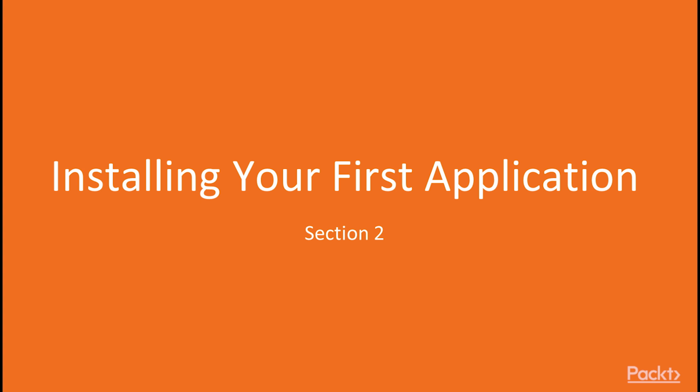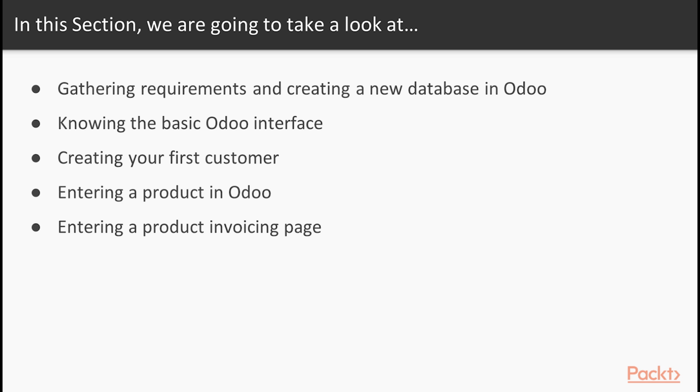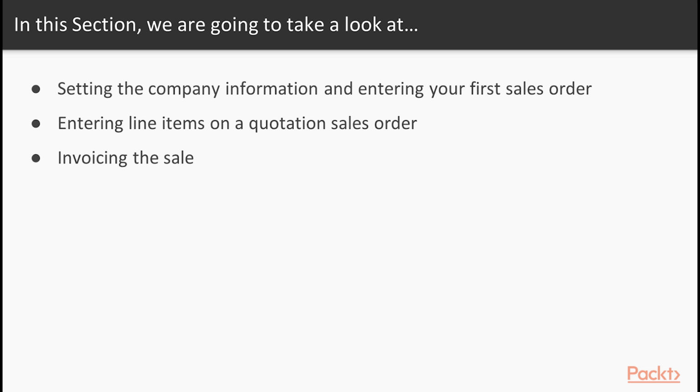Hello viewers, welcome to the second section of this course, Installing Your First Application. The topics we will cover include gathering requirements and creating a new database in Odoo, knowing the basic Odoo interface, creating your first customer, entering a product in Odoo, entering a product invoicing page, setting the company information and entering your first sales order, entering the line items on a quotation sales order, invoicing the sale.